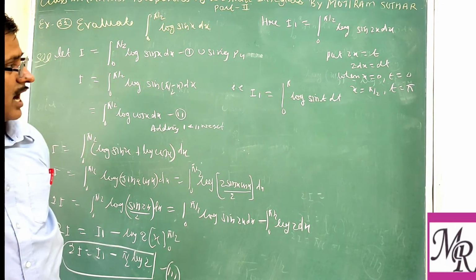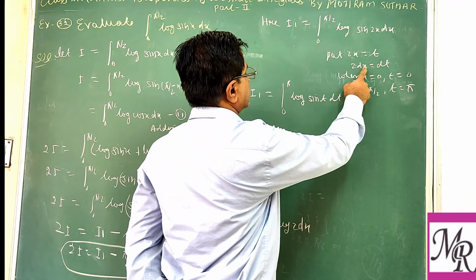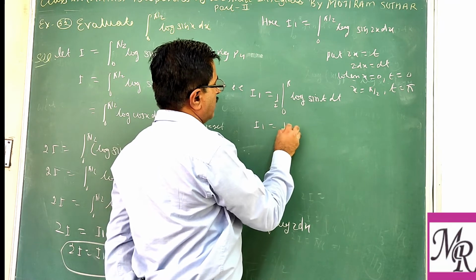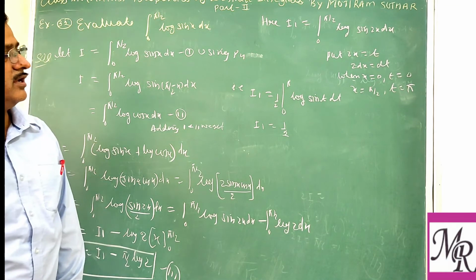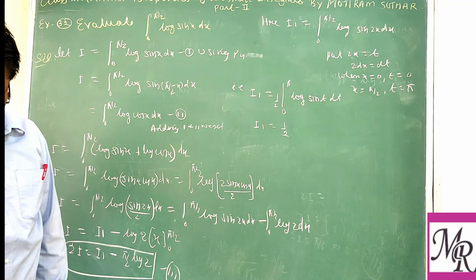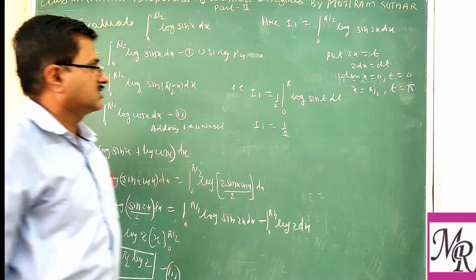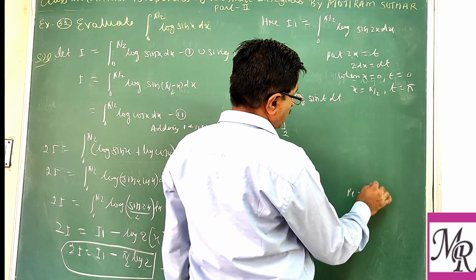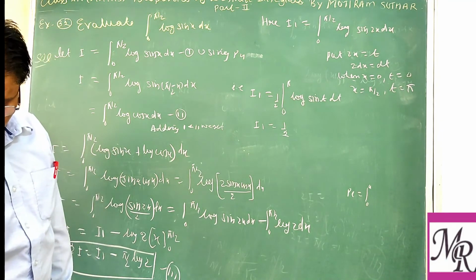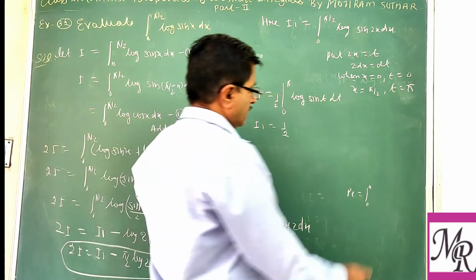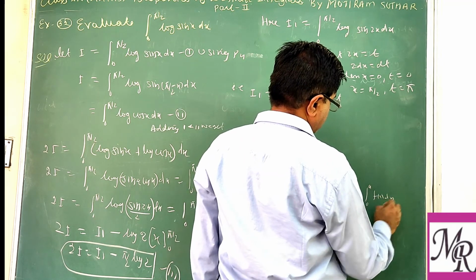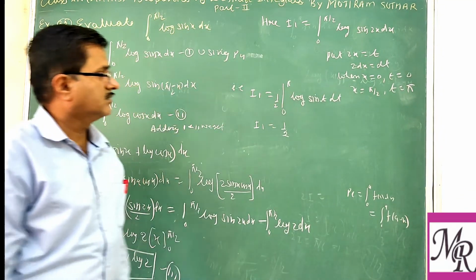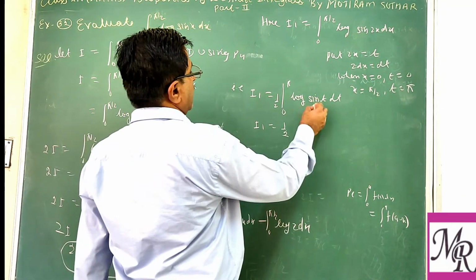Now we also have 2 dx, so dx can be replaced by dt by 2. So I1 equal to 1 by 2, integral 0 to pi. Now we put the value of pi in the function by using property P6. So what does property P6 say? Integral 0 to 2a of fx dx equals integral 0 to a of f of a minus x. Clear?